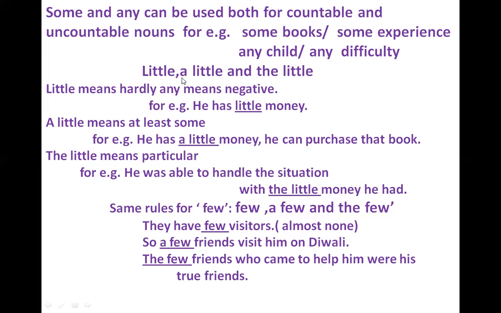When they have an article, like a little, a few, then it means some. Naturally, for countable, it is a few friends. A little money means he has a little money, he can purchase that book. It tells that he has a little money, and with that he can purchase the book. That is sufficient to purchase.